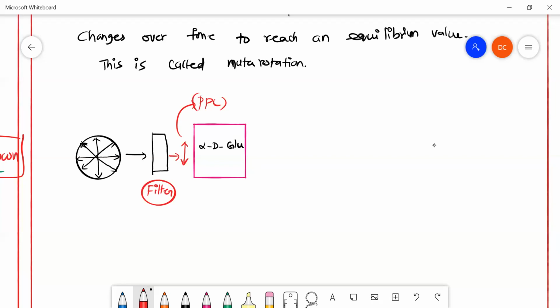When the plane polarized light is passed through alpha D glucose, what will happen? We know alpha D glucose is a positive one, which means it rotates the plane polarized light towards the clockwise direction. Is that clear or not?